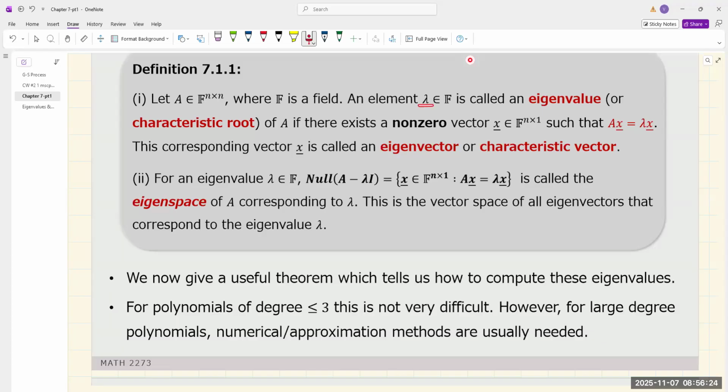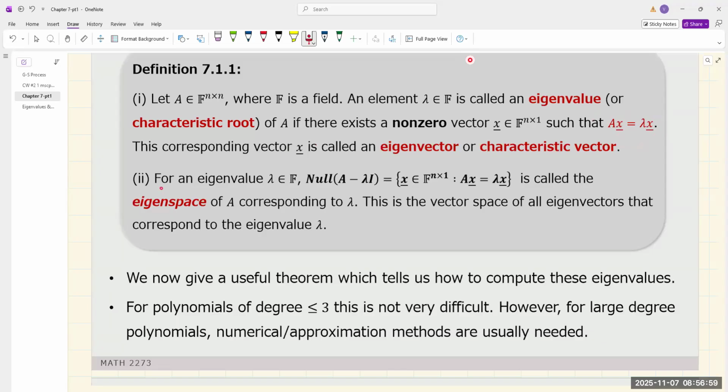Okay, where an element lambda is called an eigenvalue or a characteristic root of A if there exists a non-zero vector, they call it X, I called it V, but you could call it whatever you want, such that AX equals lambda X. This is also sometimes called the eigenvalue problem. This corresponding vector X is called an eigenvector or a characteristic vector.